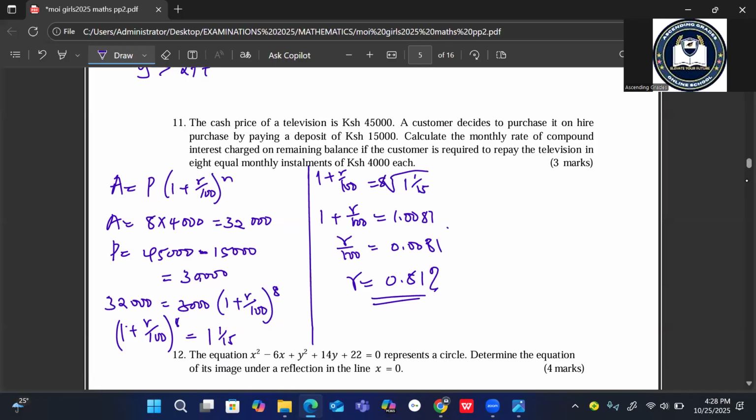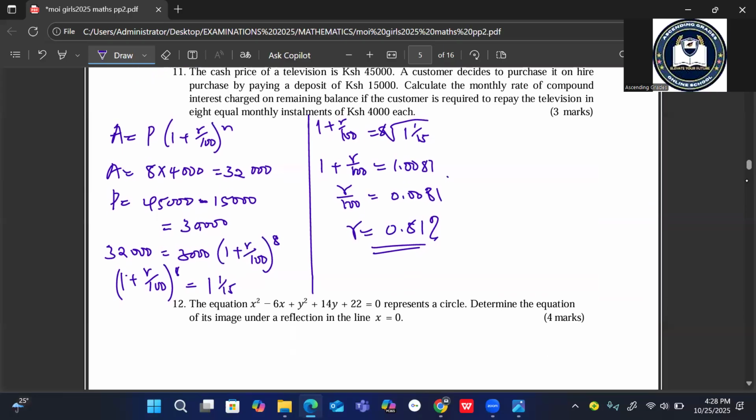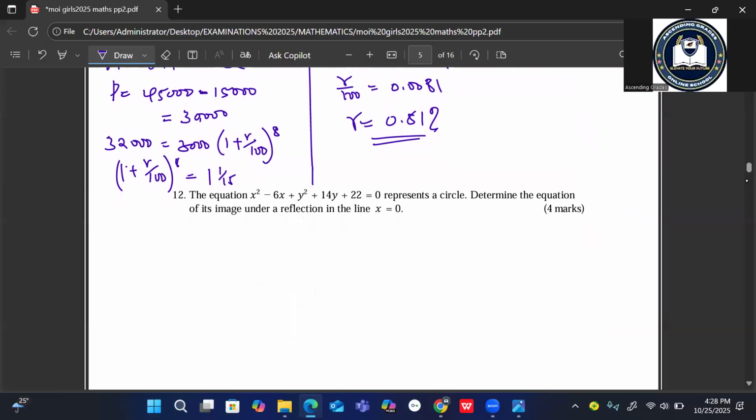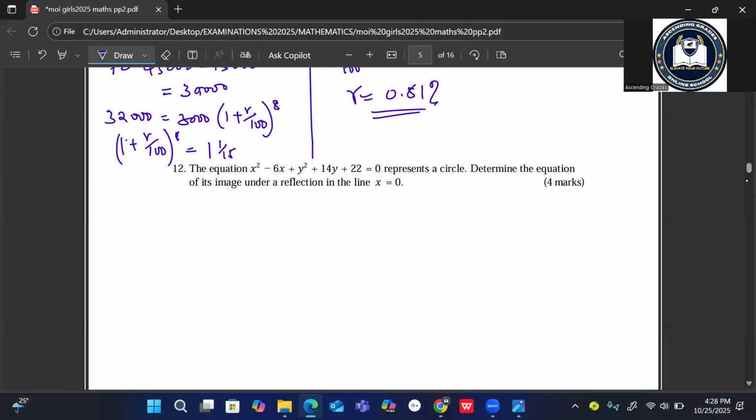The customer was given a rate of 0.81 cent. Now moving to the next one, we have the equation x squared minus 6x plus y squared plus 14y plus 22 equals 0 representing a circle. Determine the equation of its image under a reflection in the line x equals 0.